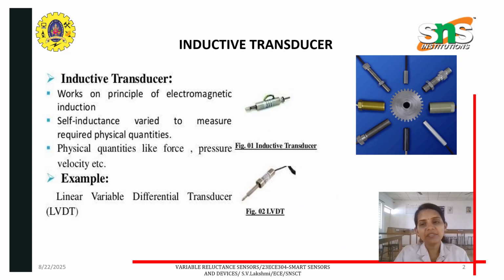Here the self-inductance is varied to measure various physical parameters like force, pressure, velocity, speed, etc. One good example of the inductive transducer is the LVDT, which is the linear variable differential transducer. This works based on the principle of electromagnetic induction, which means if there is any change in the magnetic field across a current carrying conductor, an EMF is induced.